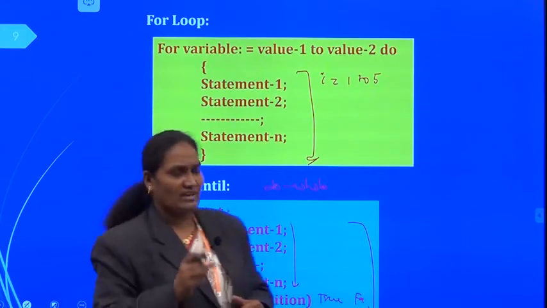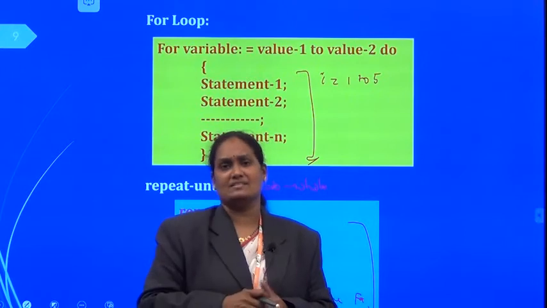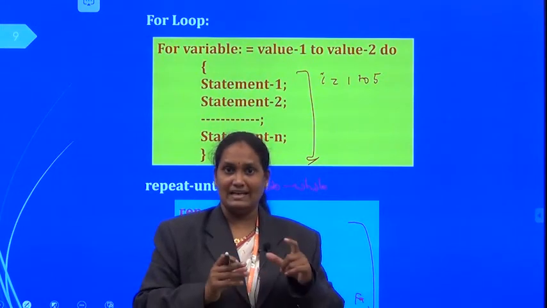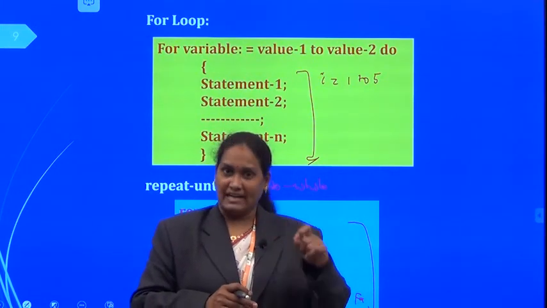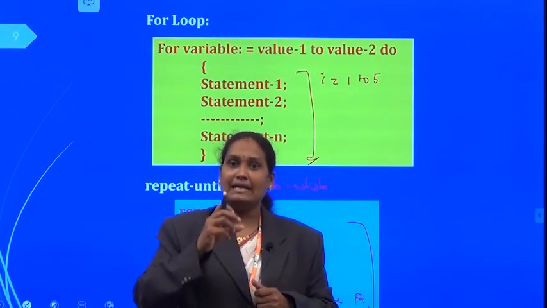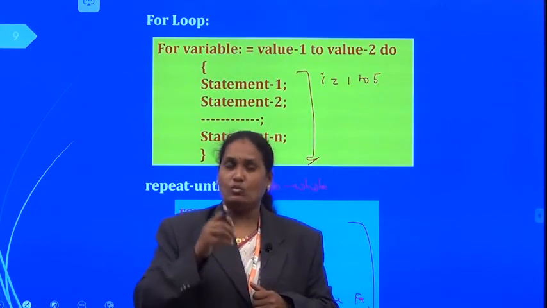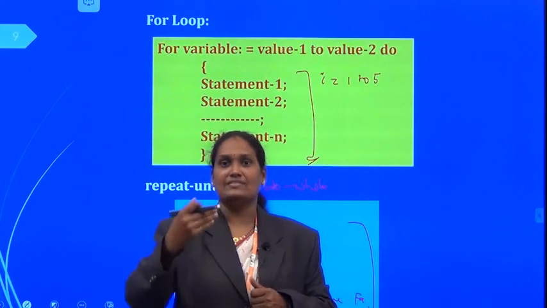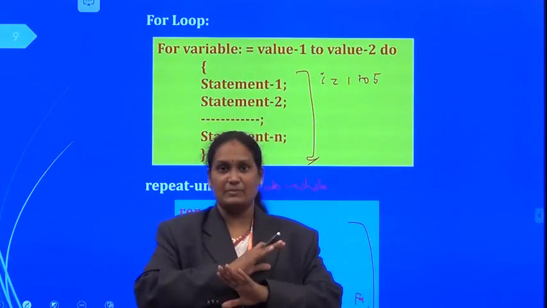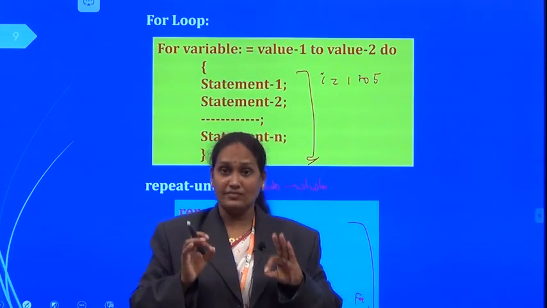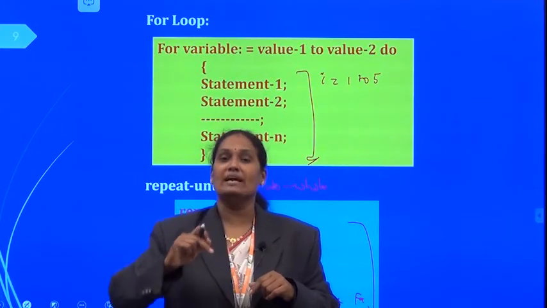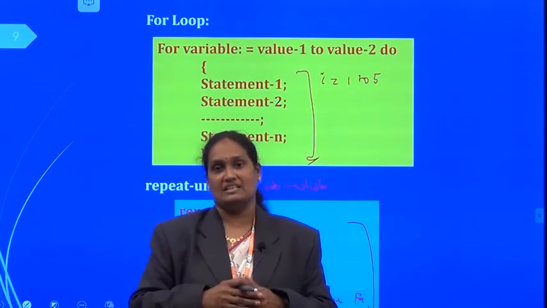Now, I am asking you one question here. What is the difference that you observed in while and repeat until? In while, initially we are checking the condition, after that we are executing the statements. In repeat until, by default, the statements are executed one time, after that we are checking the condition. In case of while, without checking the condition, the statements are not executed. But in case of repeat until, for the first time, statements 1 to n are executed by default, then it goes for checking the condition.